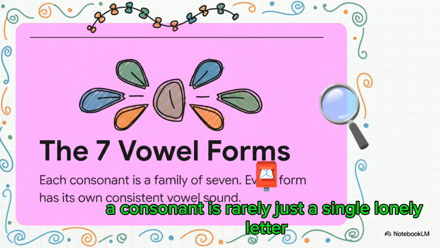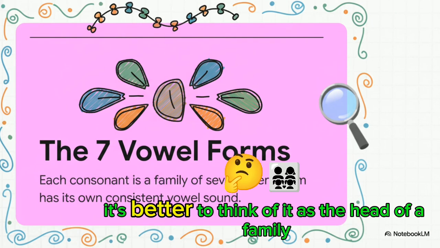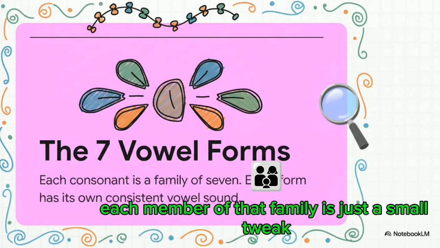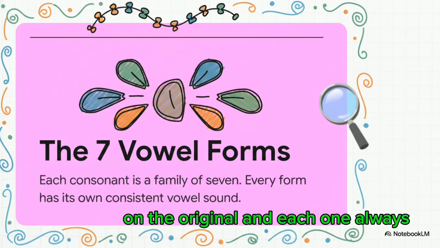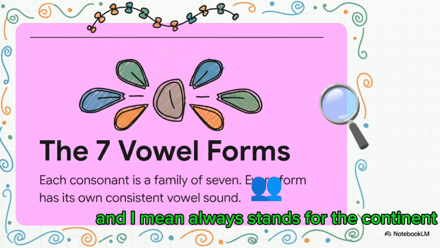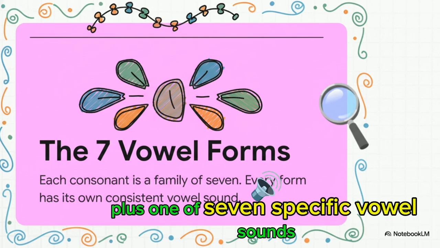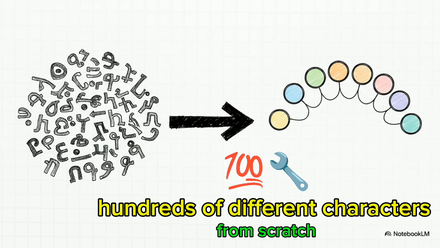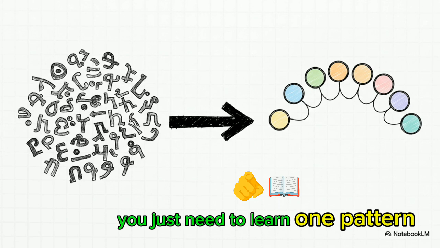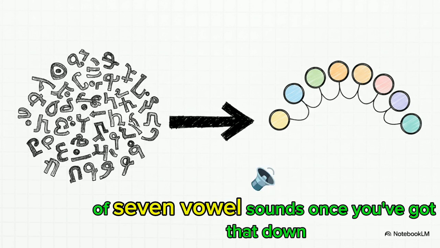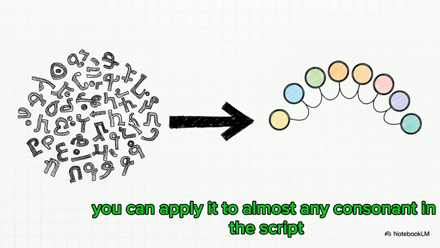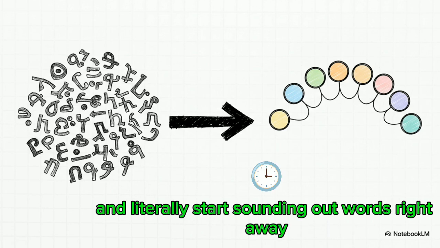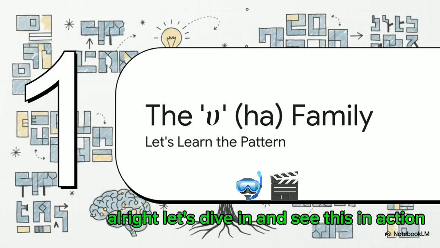Okay, so here's the big idea. In Amharic, a consonant is rarely just a single lonely letter. It's better to think of it as the head of a family of 7. Each member of that family is just a small tweak on the original, and each one always, and I mean always, stands for the consonant plus one of 7 specific vowel sounds. So get this, you don't need to memorize hundreds of different characters from scratch. You just need to learn one pattern of 7 vowel sounds. Once you've got that down, you can apply it to almost any consonant in the script and literally start sounding out words right away.